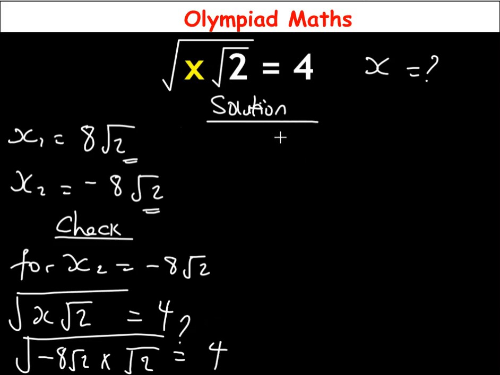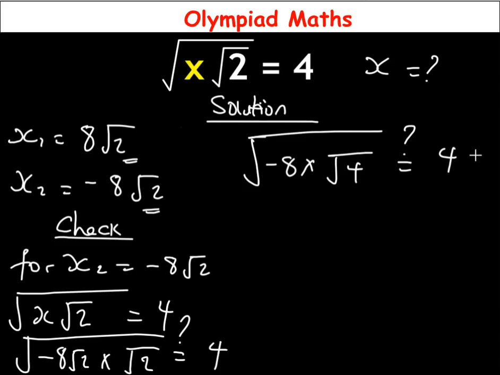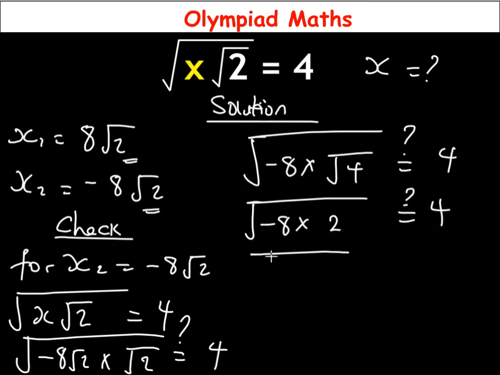So looking at this, we have the square root of minus 8 times √2 times √2, which is the square root of 4, which equals 4. So can this give us 4? So we have the square root of minus 8 times the square root of 4, which is 2. Can it give us 4? Okay, so we have the square root of minus 8 times 2, which is minus 16. Can this be equal to 4?